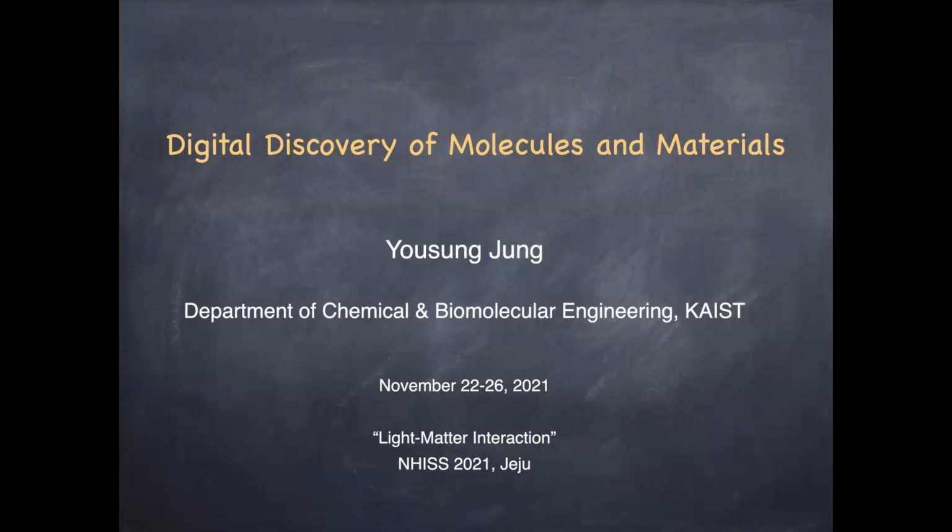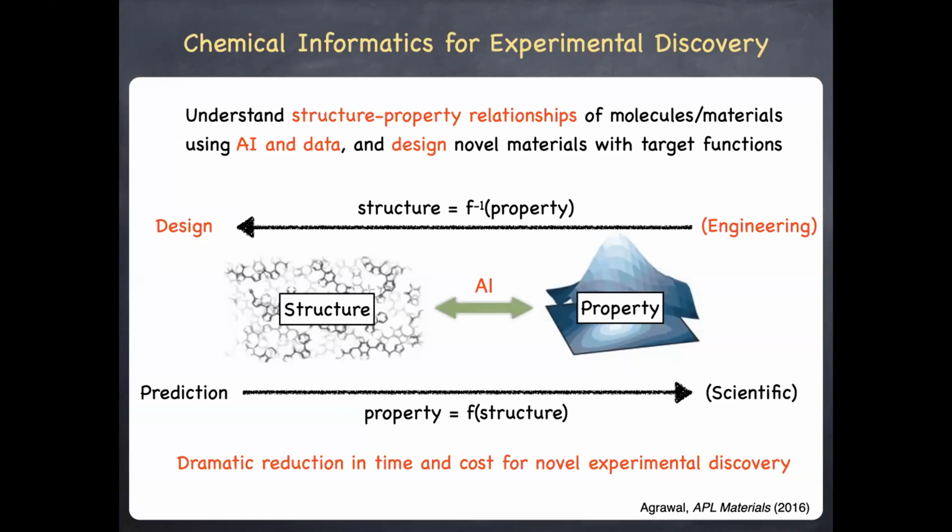Okay. So today I'm going to talk about some data-driven approaches to study molecules in materials. Chemical informatics really deals with data to understand the structure-property relationships of the molecules in materials. Basically the goal here is, given the structure of the molecules or the materials, one would like to predict the properties of those molecules. And here the properties could be ground state energies or even excited state energies.